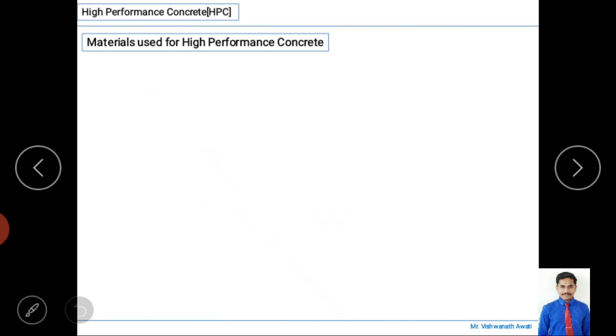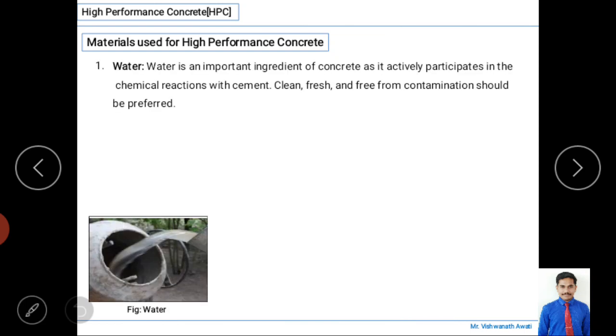Next we will study what the different materials are that are used to prepare high performance concrete. Same as how we prepare normal, traditional or conventional concrete, similarly we use almost the same materials, but with little changes in some of the materials. So now we will see one by one.